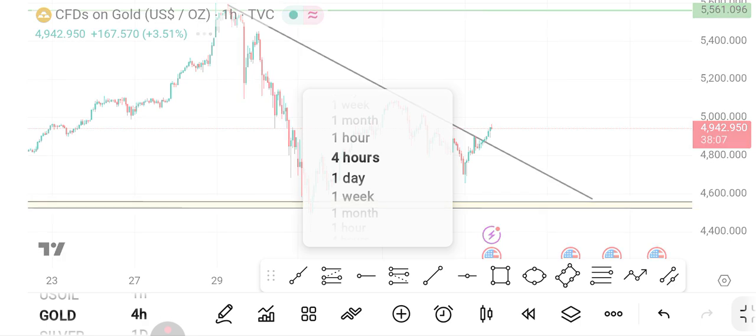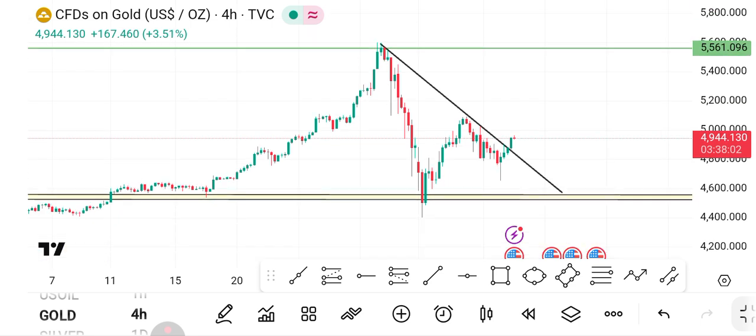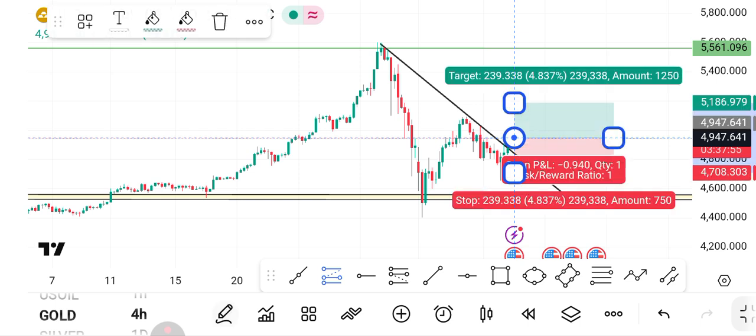Now, if I'm to take it to the 4 hour, you can still see that price has closed out of this trend line with a bullish engulfing candlestick. So what are we going to do? Entries are here. This is the entry.